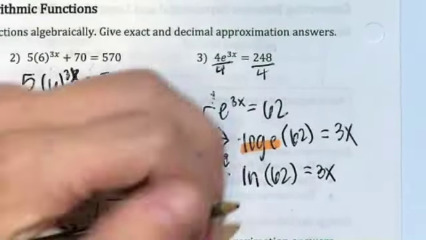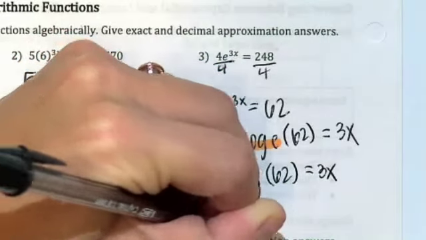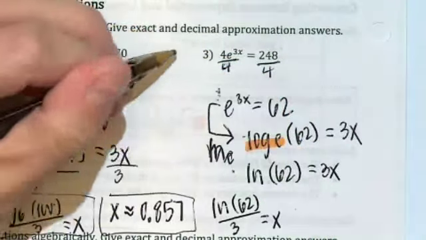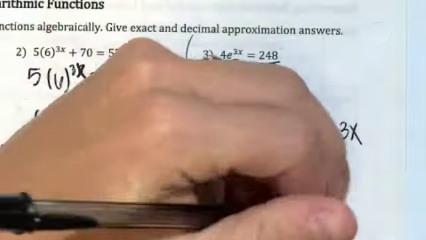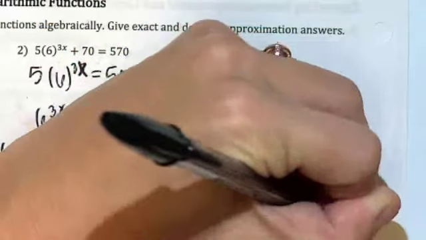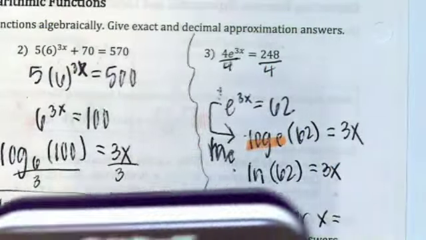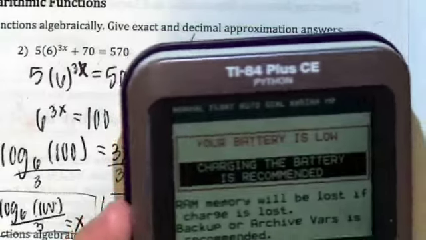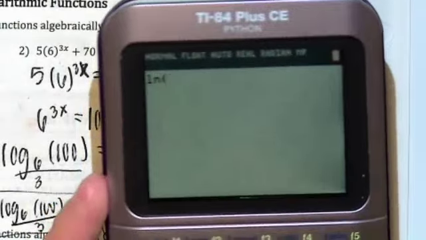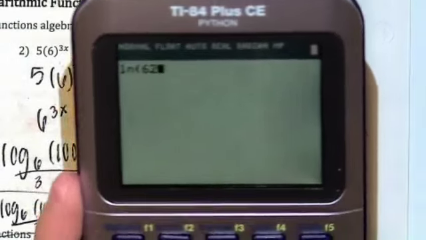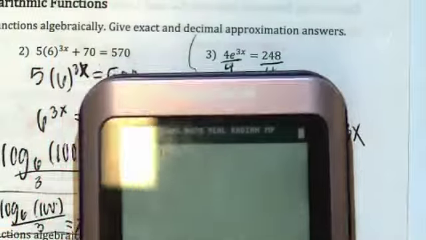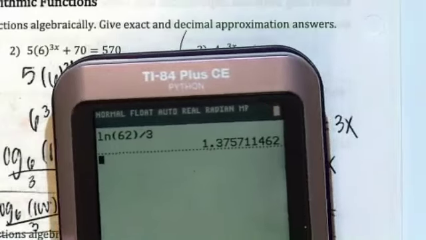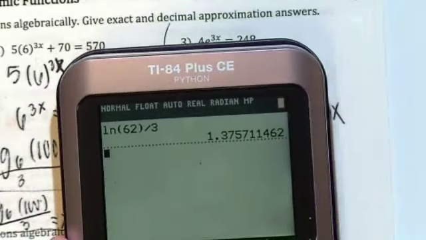I need to divide by the 3. So ln of 62 divided by 3 is equal to my x. Or if I put that into my calculator, again, I have an ln button. I can put natural log of 62 divided by 3, and I get approximately 1.38.